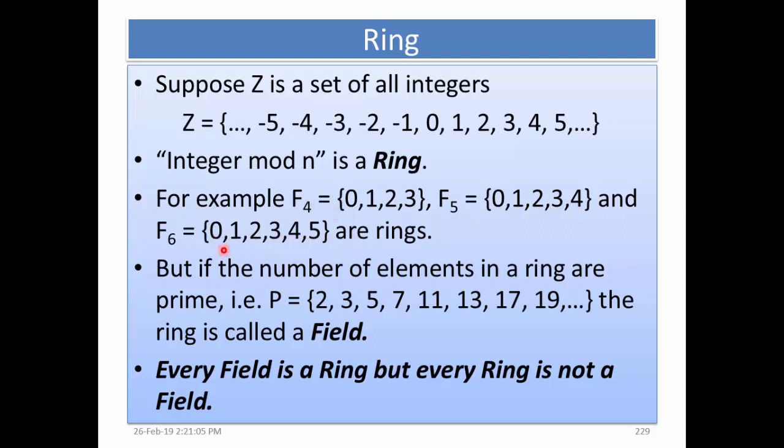F4 and F6 are rings. But if the number of elements in a ring is prime, that is, for example, in this one we have 4 elements, which is not prime, but here you have 5 elements, which is a prime number, then this is called a field. F5 is called a field, but F4 and F6 are called rings, because the number of elements in F4 and F6 is not prime. So if you have a prime number of elements, 2, 3, 5, 7, 11 and so on, then it is called a field.